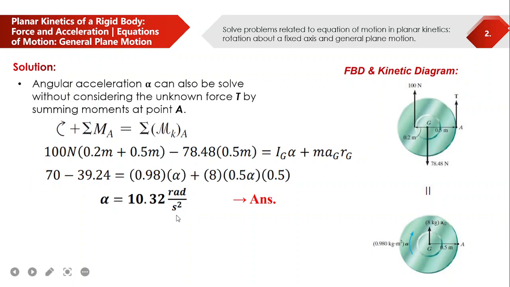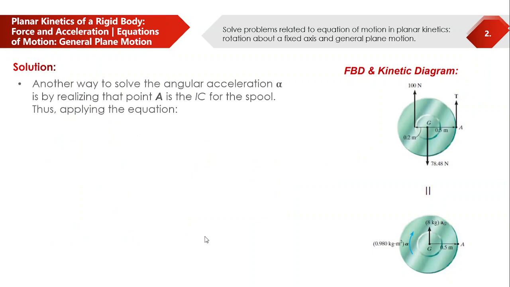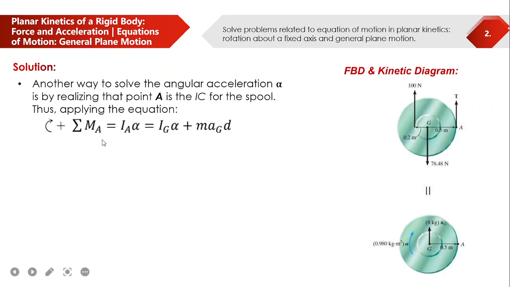So that's how you solve your angular acceleration using the other way, by summing the moments at point A. Note that A sub G is equal to R sub G alpha, that will be 0.5 alpha. Another way to solve for the angular acceleration alpha is by realizing that point A is the IC of the Ford spool. Thus, applying the equation we derived earlier, the summation of all the moments at point A is equal to I sub G alpha plus M A sub G R sub G.